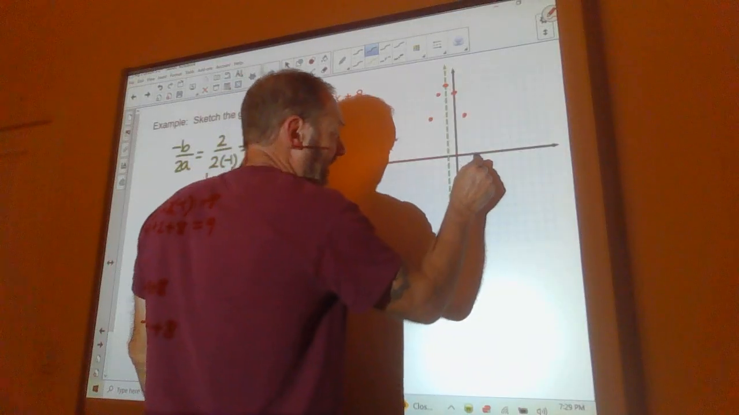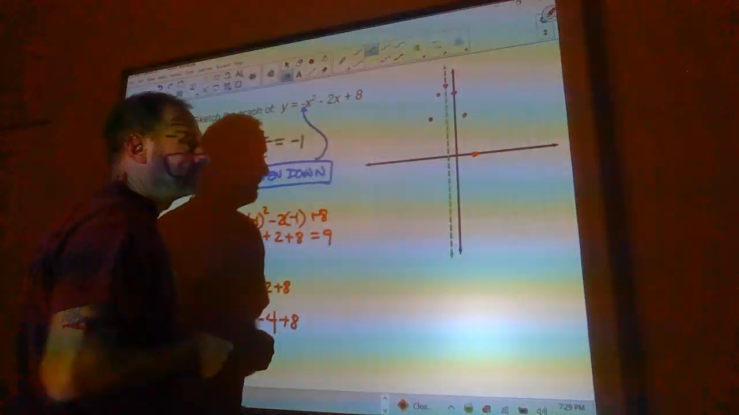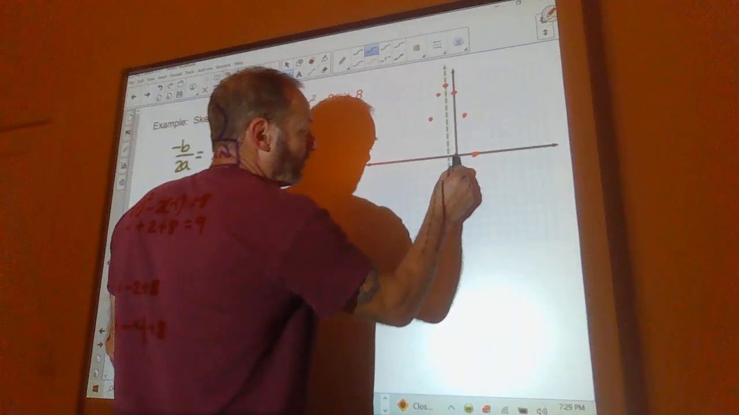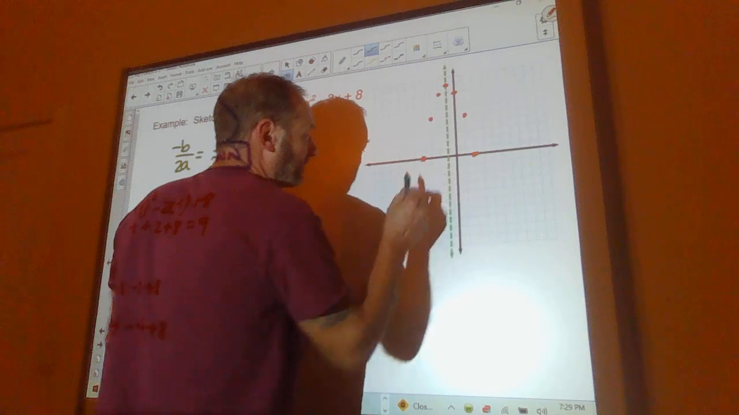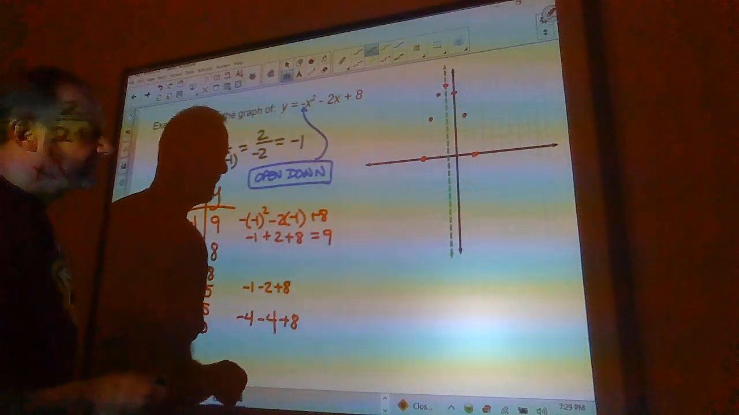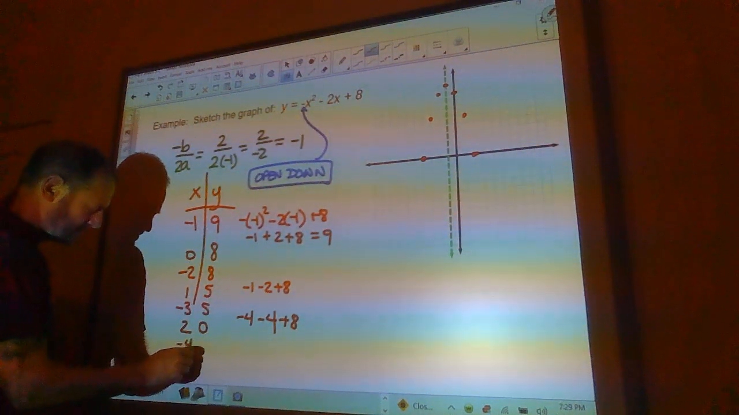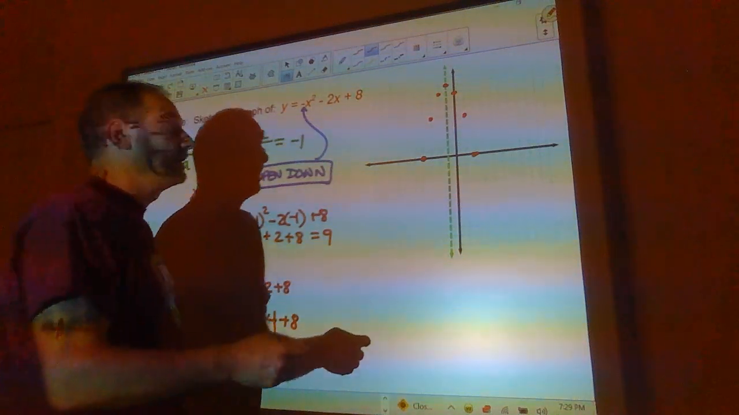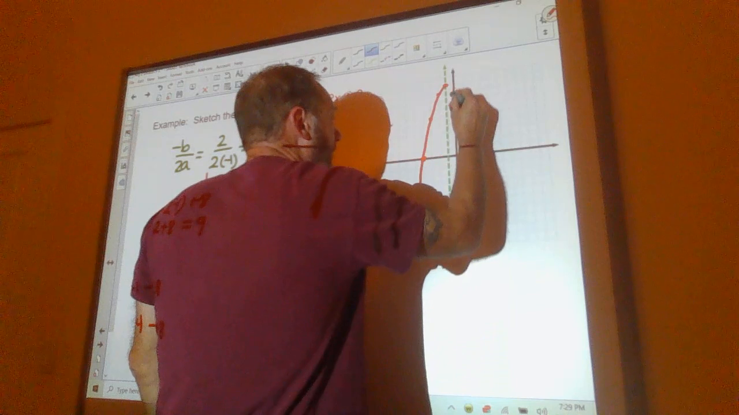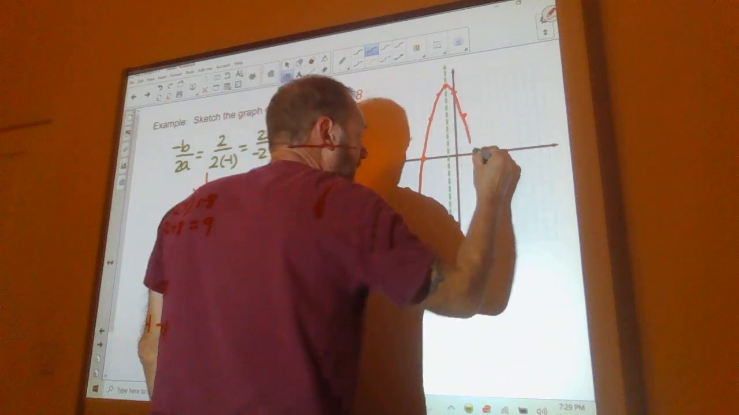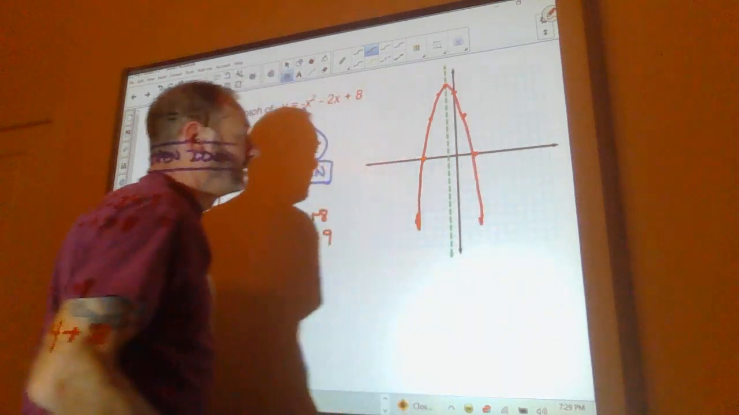Now, I like to have x-intercepts whenever I can. Okay, and I'm 1, 2, 3 to the right. So if I go 1, 2, 3 to the left, I'm also going to get 0. That's at what, -4? All right, that's really all I need. I'm just going to come over here and I'm going to do this. And there's my graph.